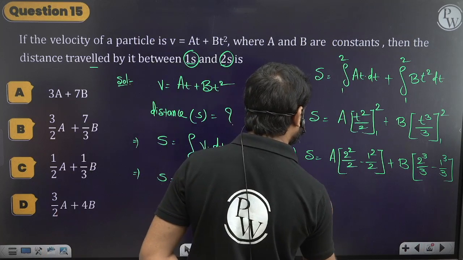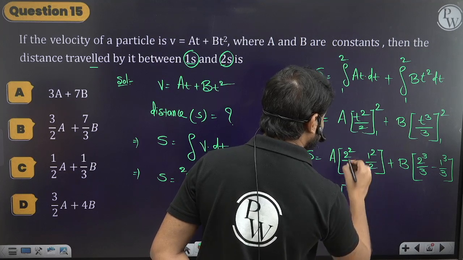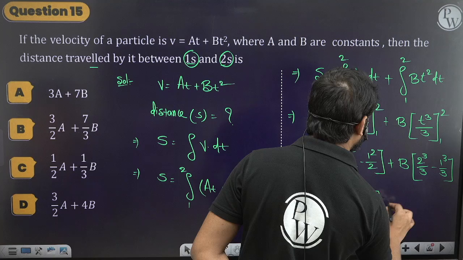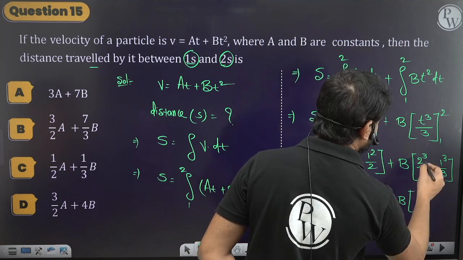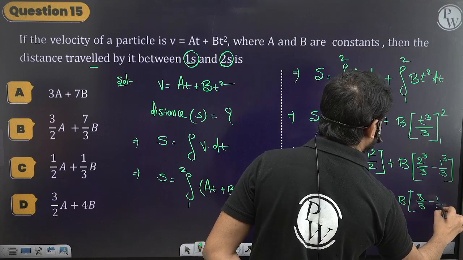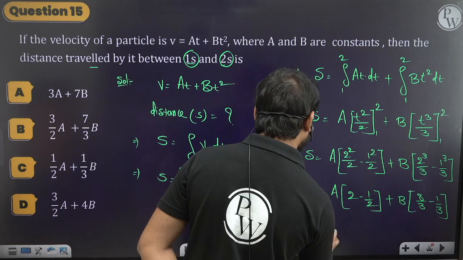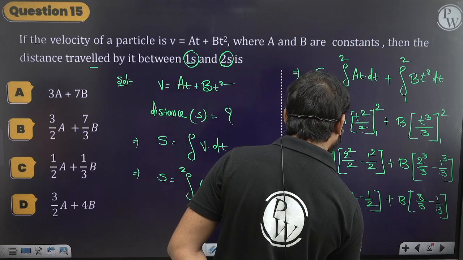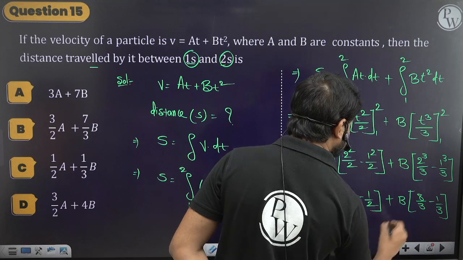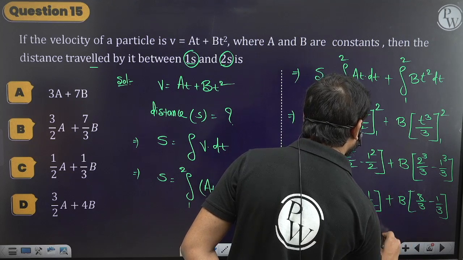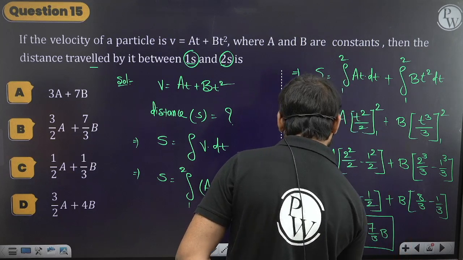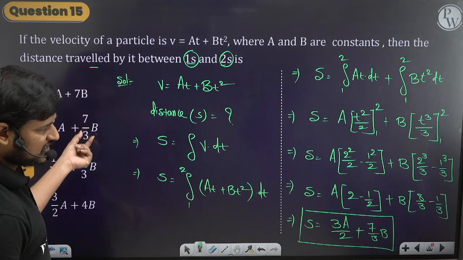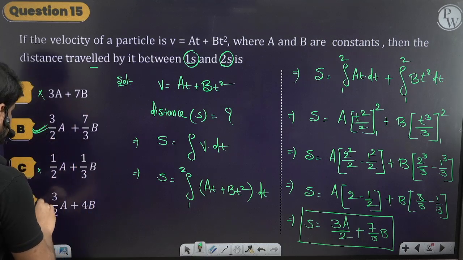So the displacement is equal to a times 4/2 minus 1/2, plus b times 8/3 minus 1/3. Now 2 minus half is 3/2. That means 3a/2 plus 7b/3. This is the displacement function. Check the options: 3a + 7b, no. 3/2 a + 7/3 b, yes, option B is the correct one.